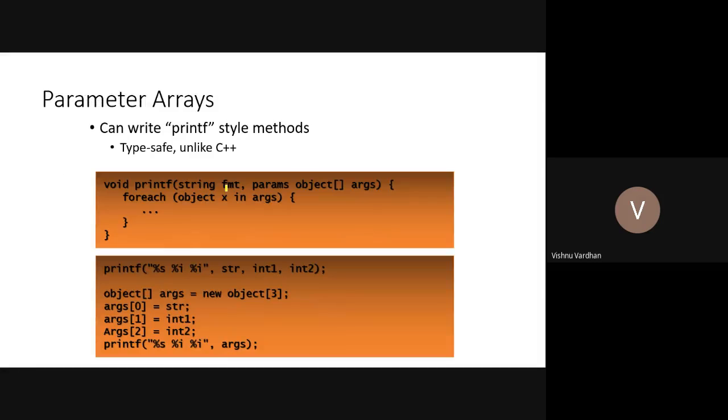Then we can take the parameter arrays also, and they are type safe. Unlike C++, they are completely type safe, and we can see the implementation in this particular example. So parameter arrays are generally given for the methods only. In Java also it is there, and in other programming languages also it is there.